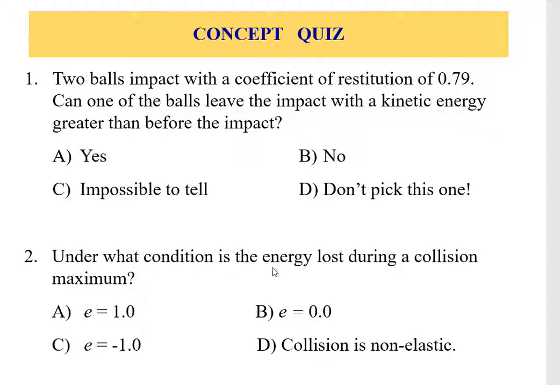Under what condition is the energy lost during the collision maximum? If you think of the equation for the kinetic energy difference, when the kinetic energy difference is the most, then you get the most energy loss. And the most is when the two bodies stick together and have the same velocities. So the answer is B.